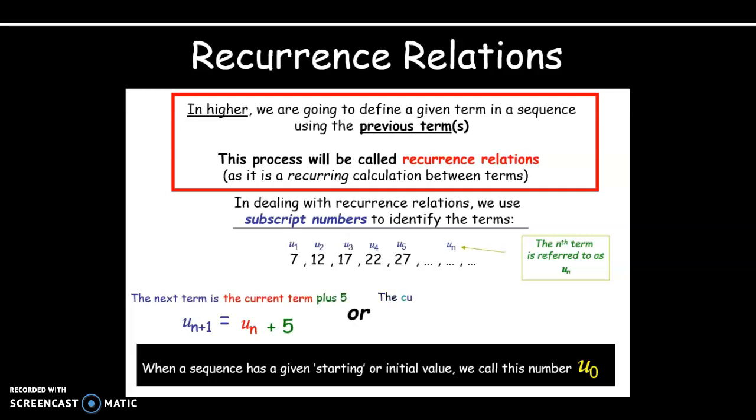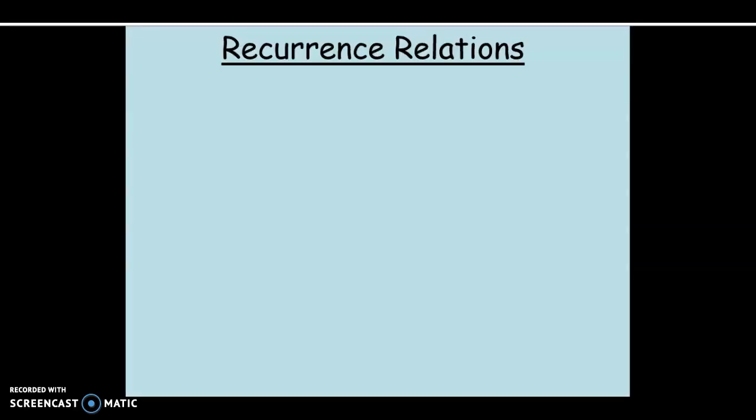Or, another way to look at it, the current term is the previous term plus 5. So we can also see it like this. So the current term, which is un, is the previous term, so un minus 1, the term before, plus 5. So you'll see it can be written both these ways, and you have to be able to interpret what it's asking you.